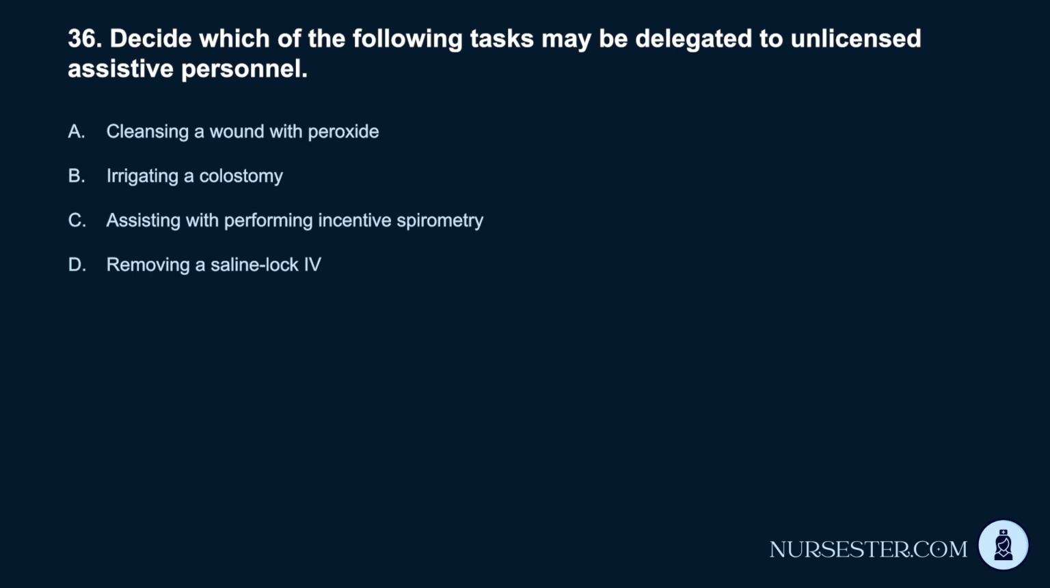36. Decide which of the following tasks may be delegated to unlicensed assistive personnel. A. Cleansing a wound with peroxide. B. Irrigating a colostomy. C. Assisting with performing incentive spirometry. D. Removing a saline lock. Correct answer: C. Assisting with performing incentive spirometry.